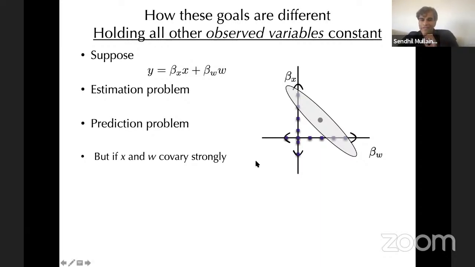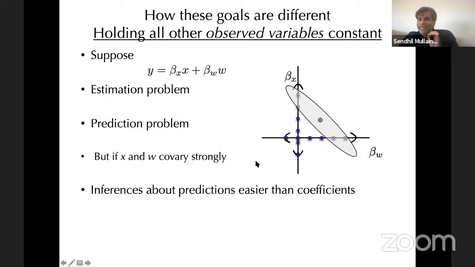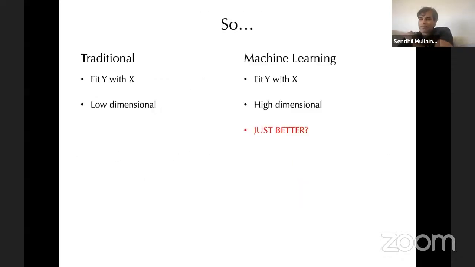In estimation, we have to make inferences about individual coefficients. In prediction, we just have to make inferences about the joint predictive power of all of these variables. And it's much easier to make those inferences. Okay.